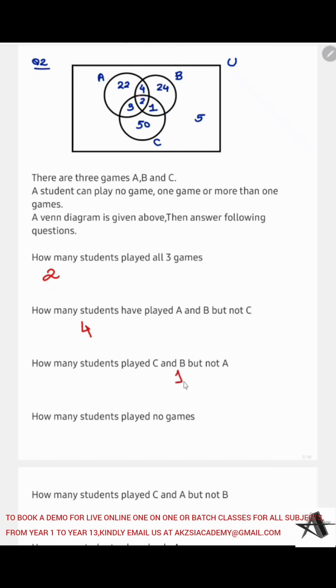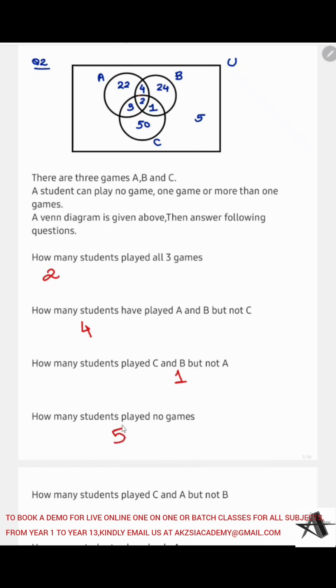There is only 1 student who played C and B but not A. How many students played no games? No games, that means they are not in a circle at all. They are just outside that circle, and 5 is outside the circle. That means 5 is the number of students that played no games.